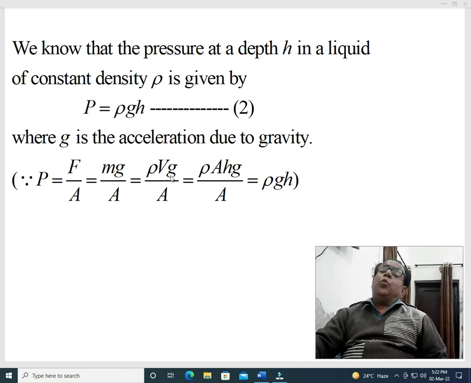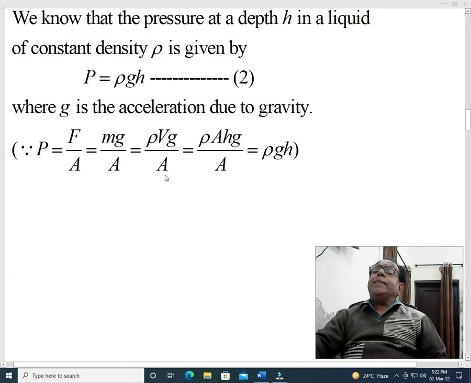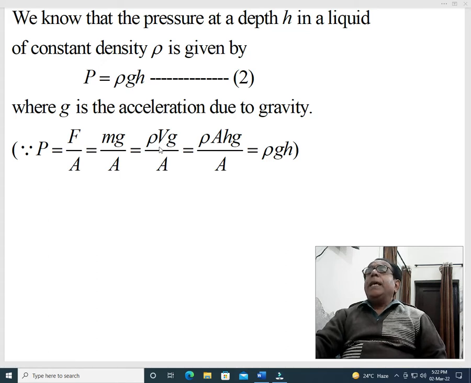Dear students, we know that volume is equal to length into height into width. It is three-dimensional, while area is two-dimensional. So we can write volume equal to area into height. If volume is equal to length into width into height, then area will be length into width.